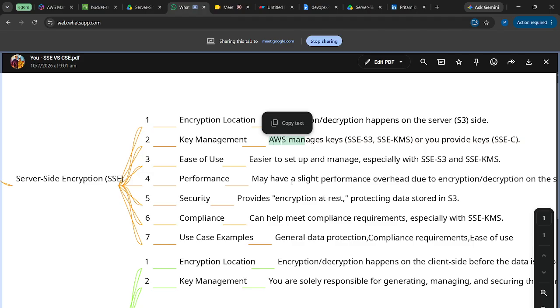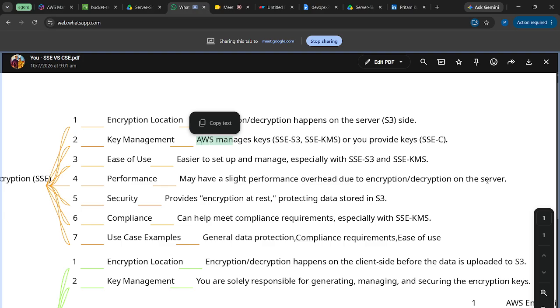Performance: it may have a slight performance overhead due to encryption and decryption on the server. You may experience a slight latency. Why? Because encryption and decryption both happen on the server end. From the security point of view, it provides encryption at rest, protecting data stored in S3. Why do we basically enable encryption at rest? To protect our data in S3.